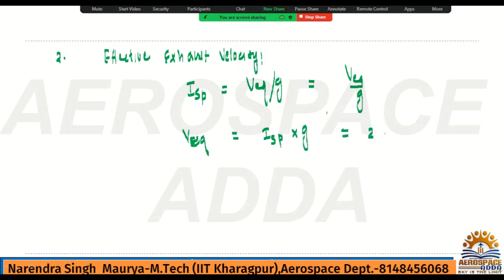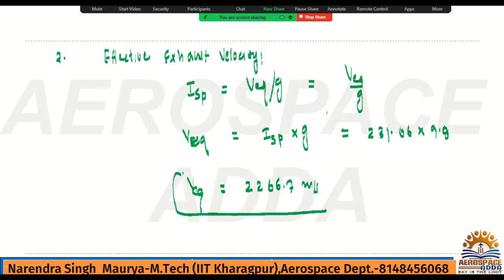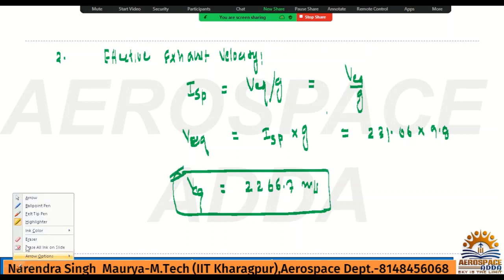So what is the ISP? You have calculated 231.06 into 9.8. If you do this calculation, here approximately you will get 2266.7 meter per second. This is the value.